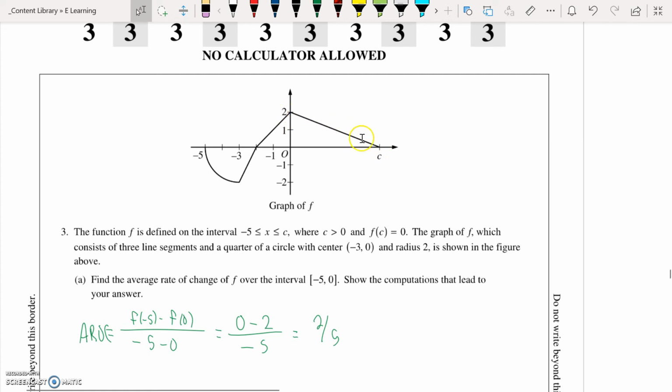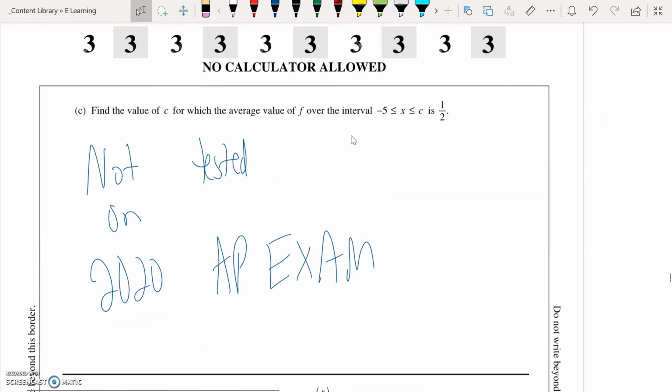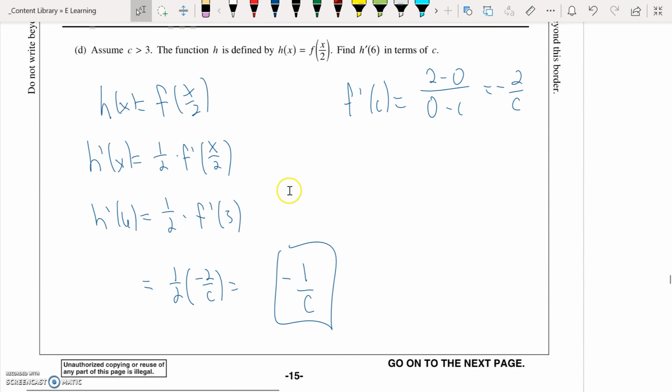Since this is a line, the average rate of change is equal to the instantaneous rate of change, so we can find the slope of this one. The slope would be the rise over the run. It goes down 2 over c, so the slope of this line is -2 over c for any x value between 0 and c. Since 3 is less than c, it's one of these points in here, so f prime of 3 is going to be equal to -2 over c. So here are my calculations on that. 1/2 times f prime of 3 will simplify down to this.